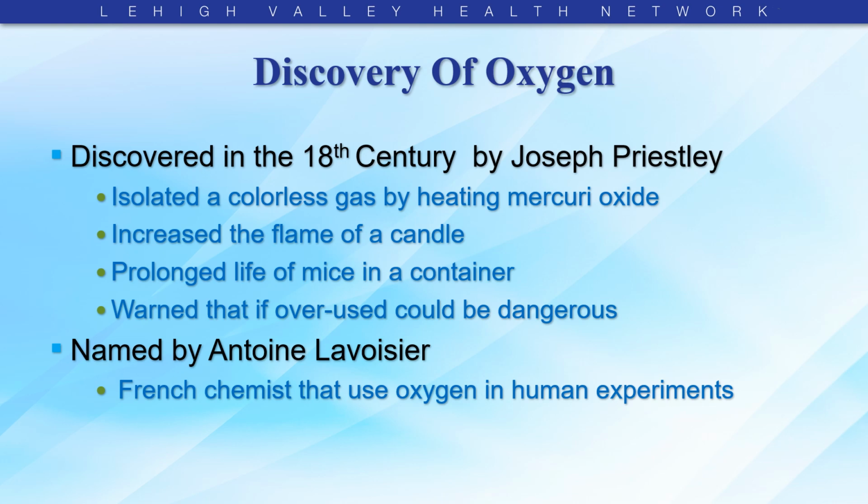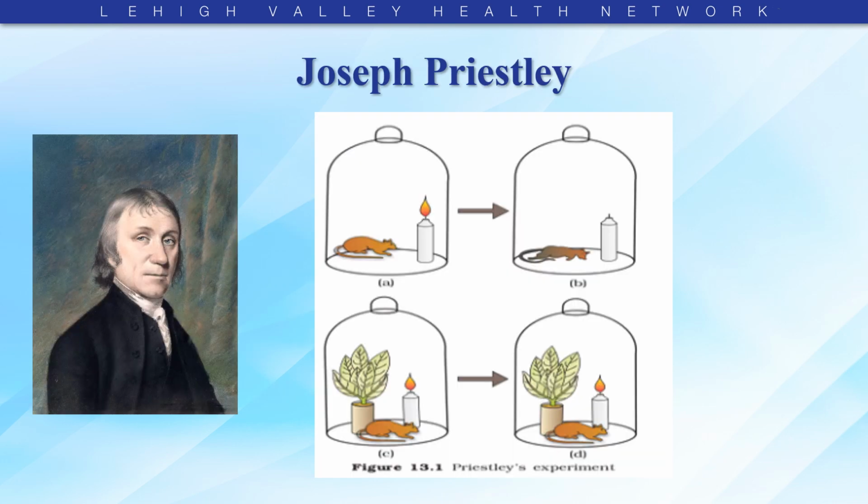Anatole Levasseur was a French chemist that used oxygen in human experiments and actually was the first to call oxygen oxygen. So he actually named oxygen back in the later 18th century.